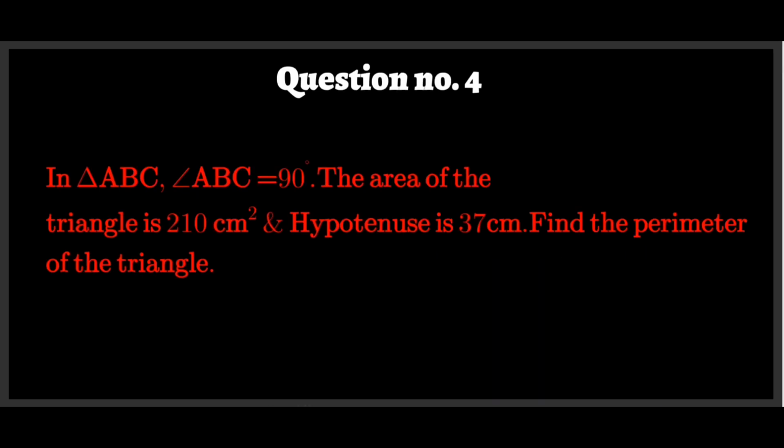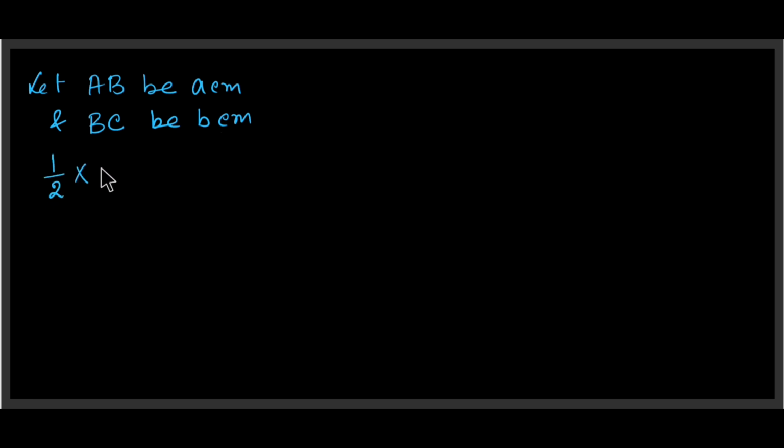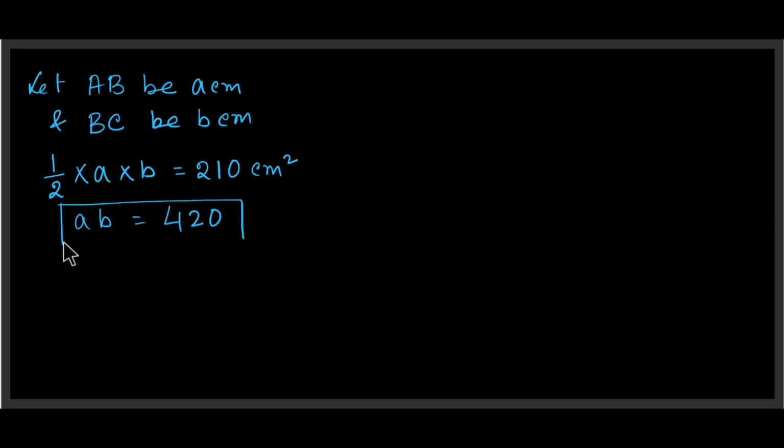Question number 4. Let the sides of triangle ABC, AB be a centimeter and BC be b centimeter. So by the given condition, we can write half into a into b is the area of the triangle, which is given as 210 centimeter square. Now from this we get ab equal to 420. We have to remember this result as equation 1.